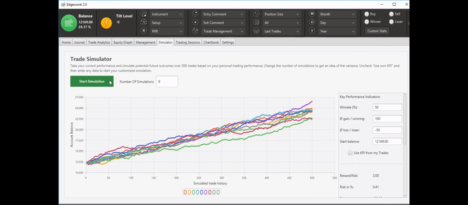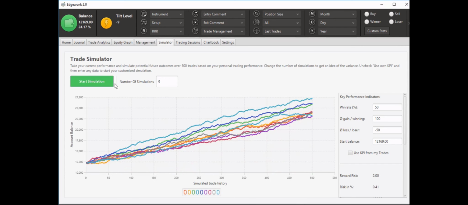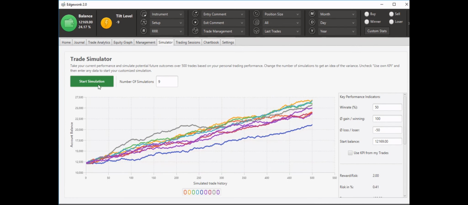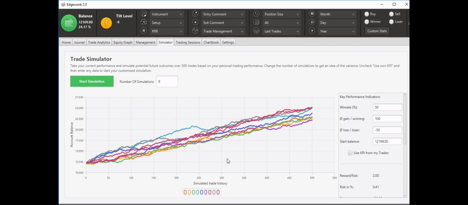So that is how you can understand how win rate and reward to risk ratio play out over the long term, and why you should always skip trades with a low reward to risk ratio, and what this means for your overall long-term account growth.